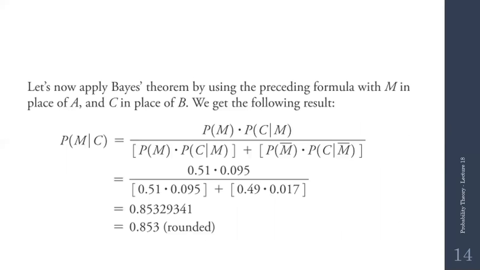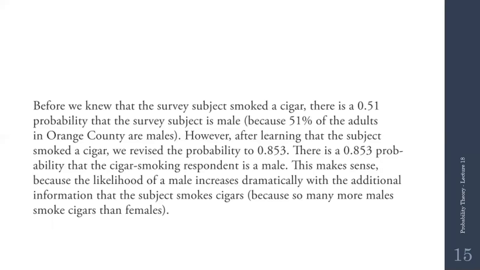Now just apply this formula, Bayes' theorem. We got 0.853. Before we knew that the survey subject smoked a cigarette, there is a 0.51 probability that the survey subject is male. However, after learning that the subject smoked a cigarette, we revised the probability to 0.853. There is a 0.853 probability that the cigarette smoking respondent is a male. This makes sense because the likelihood of a male increases dramatically with the additional information that the subject smokes cigarettes.